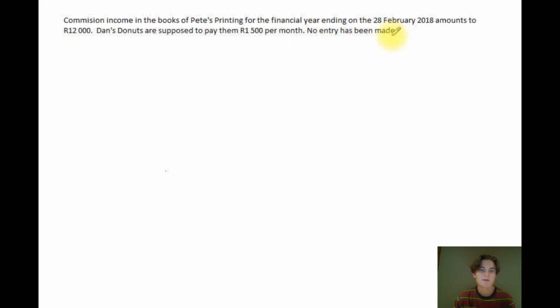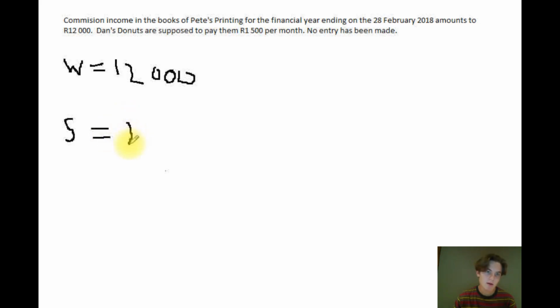So here we have to differentiate between the amount that we have and the amount that we are supposed to have. So I'm going to say W for what we have is equal to 12,000 Rand. We know this because they say commission income in the books of Pete's Printing amounts to 12,000 Rand. So that is what we have, and that is what we have recorded that we have. And the amount that we are supposed to have is Dan's Donuts are supposed to pay them 1,500 Rand a month. So them is obviously Pete's Printing. So that is equal to 18,000 Rand, which is 1,500 multiplied by 12.